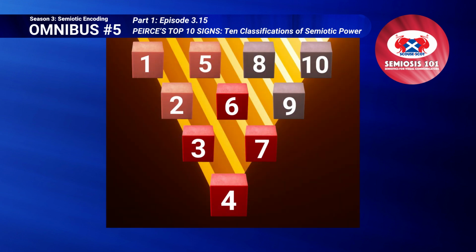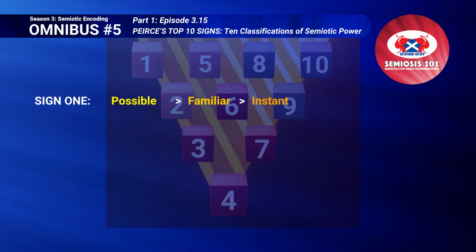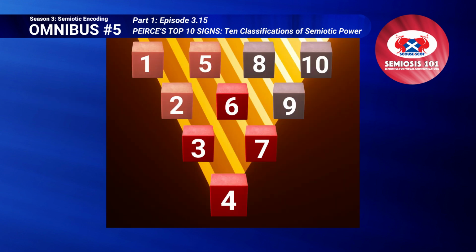This is where Peirce's 10 sign classifications can structure a smarter way to visually communicate. As I have previously summarized, we can describe the semiotic sign action power of each sign class in 3 terms. Sign 1's sign action power can be described as possible, familiar, instant. Each of the remaining 9 signs can also be reduced to 3 words.